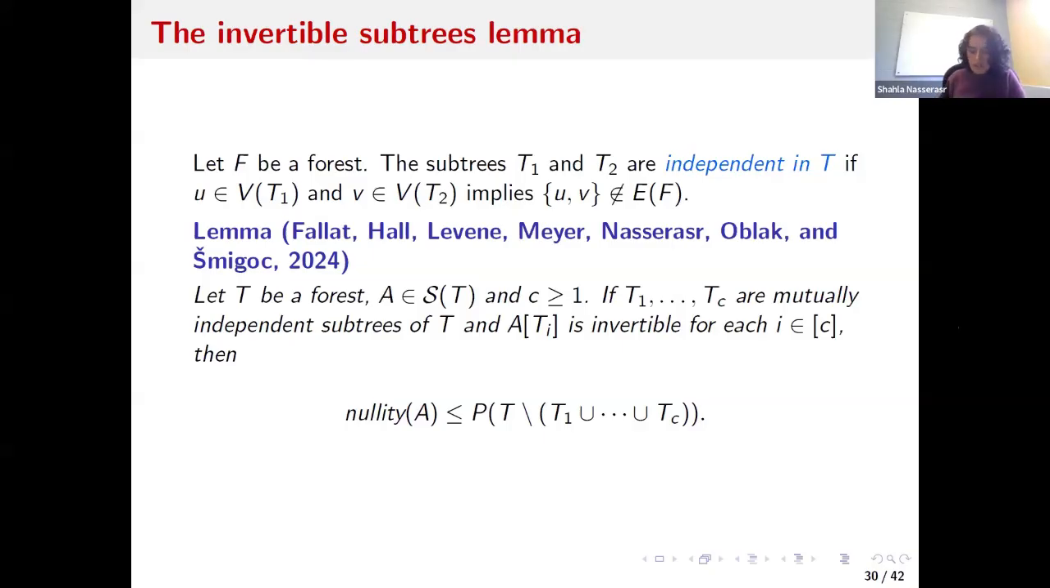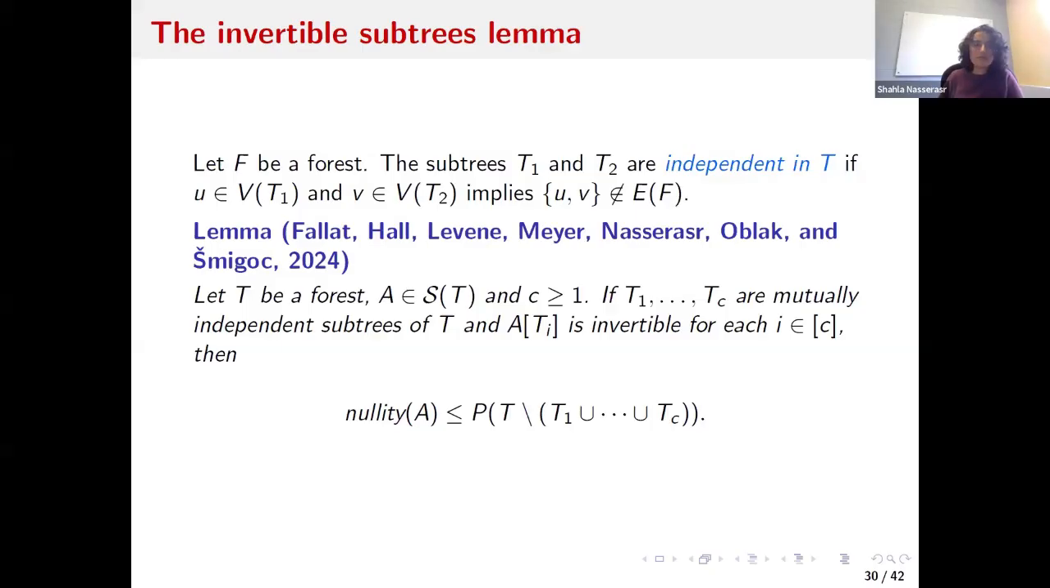So before, we were deleting vertex disjoint paths, and we didn't care if they were connected by an edge or not. Here we are looking at independent trees, meaning that they should be far away. That is, there are no two vertices, one from each, that are adjacent. If we have two trees where no two of the vertices, one from T1, one from T2, are adjacent, then we call them independent.